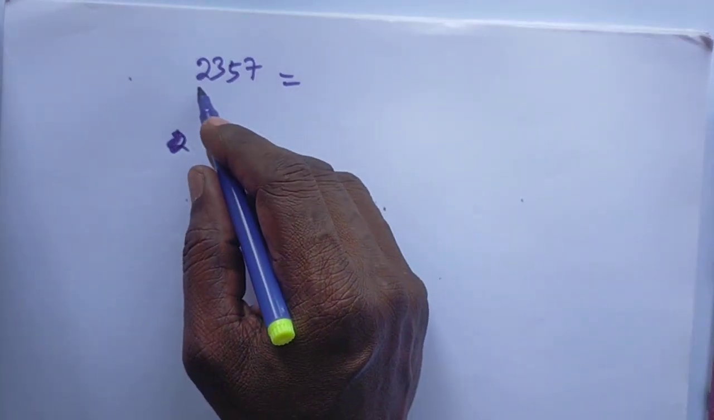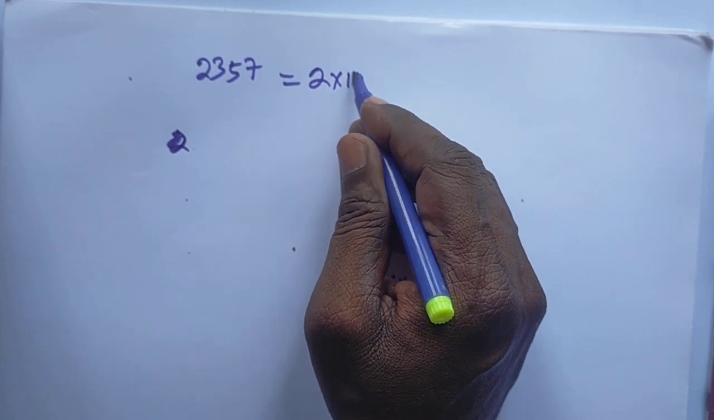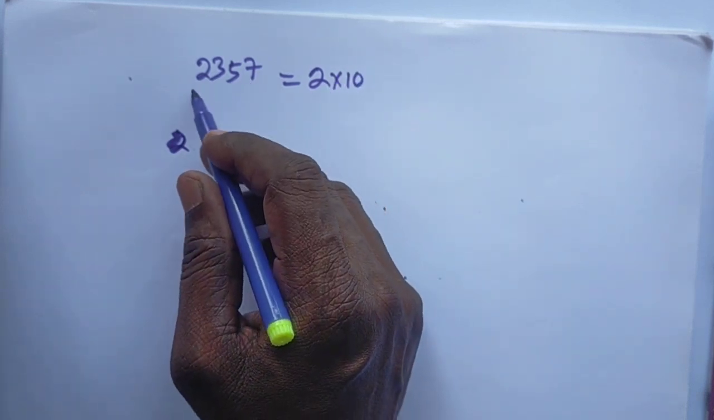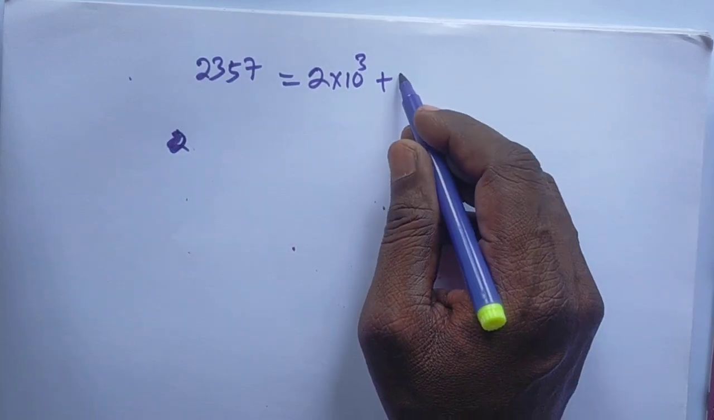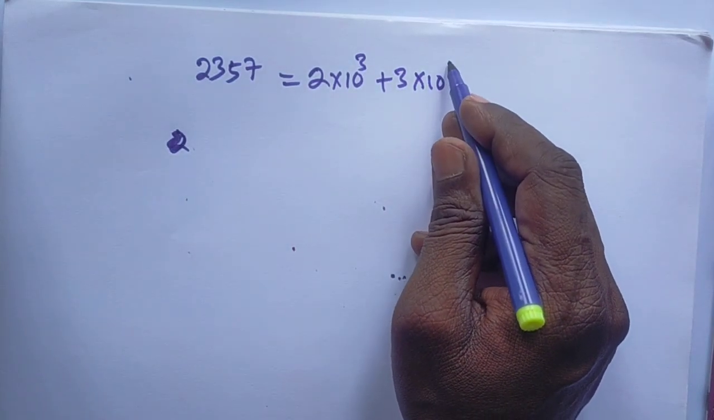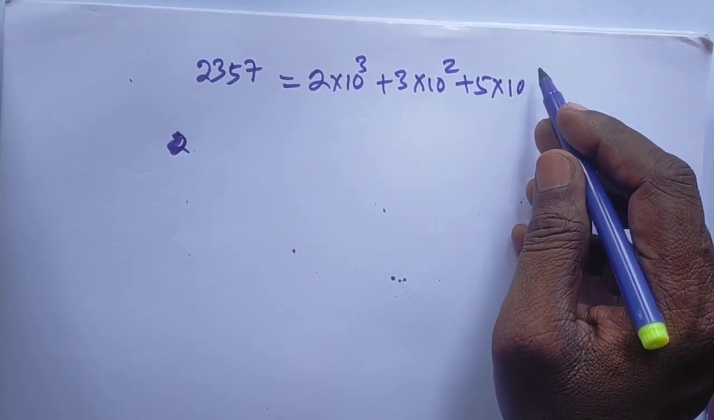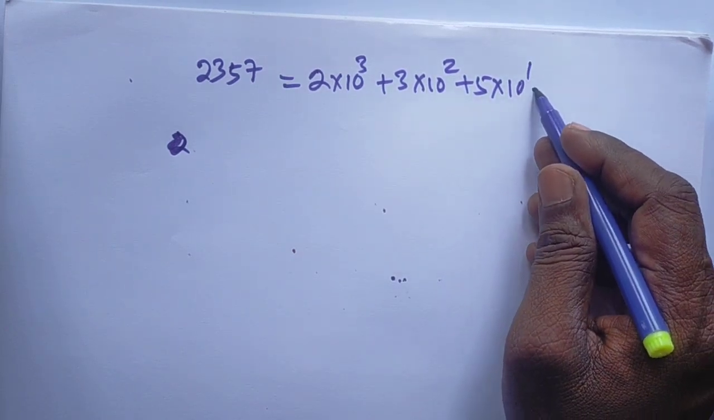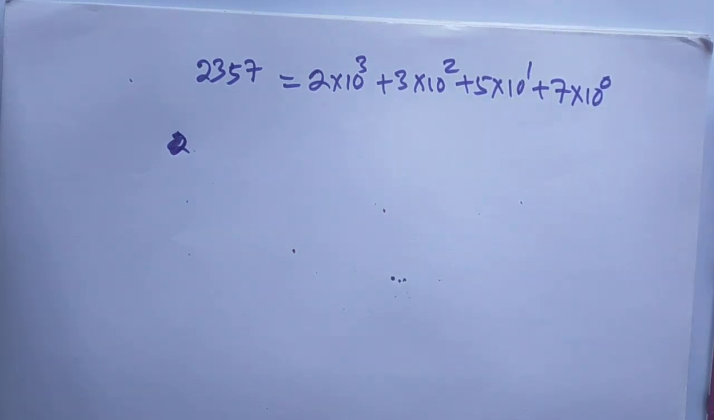Here you see, the first coefficient is 2, so 2 into 10 to the power 3, plus 3 into 10 to the power 2, plus 5 into 10 to the power 1, plus 7 into 10 to the power 0. In this way we can define the weighted sum.